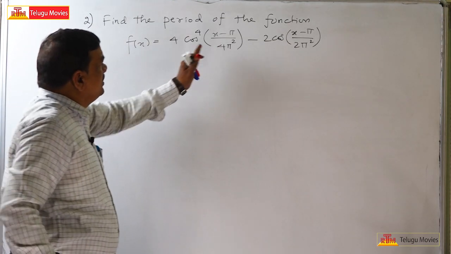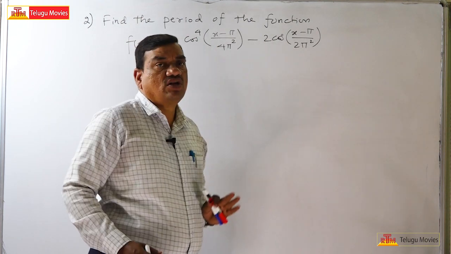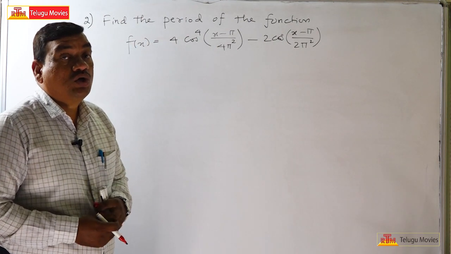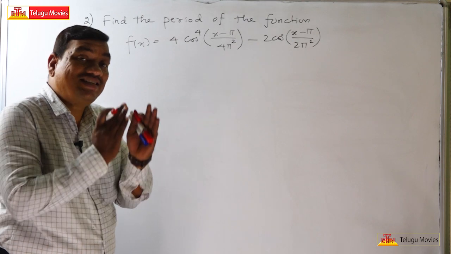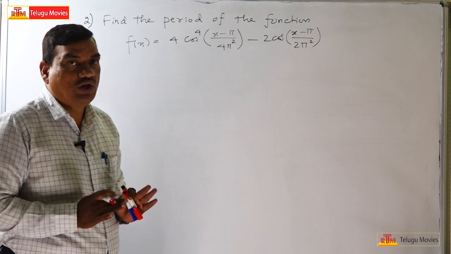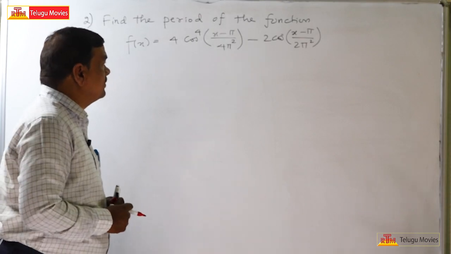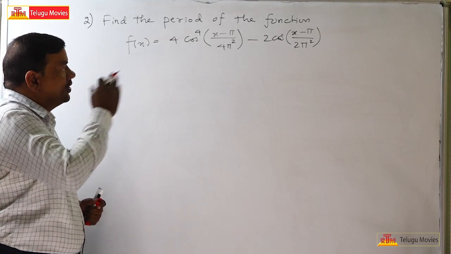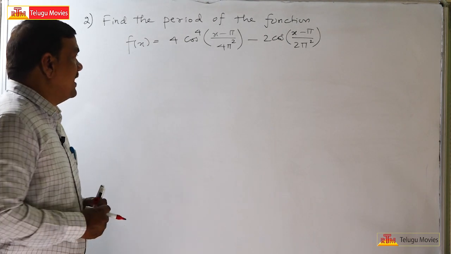There are two cos terms here, so you have to make it into a single cos function, otherwise cos or sin, whatever it may be. Then how to do that? Let us try to do this problem like this.